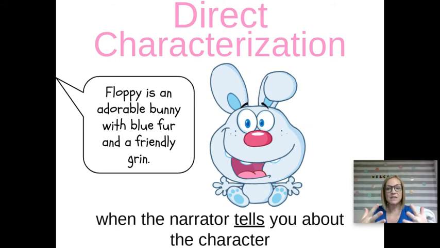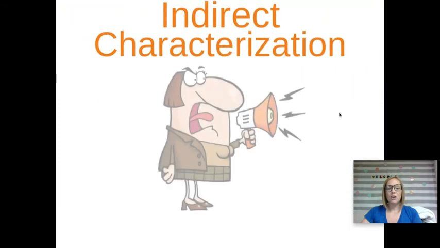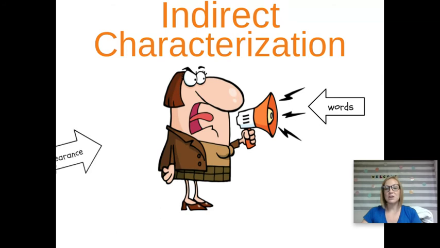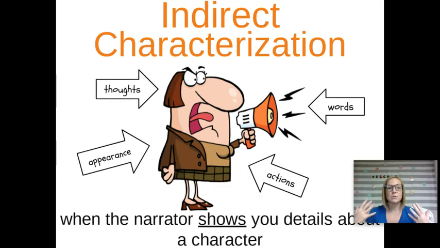They just come out and tell you, hey, this person is this way. For example, Floppy is an adorable bunny with blue fur and a friendly grin. This is the author telling you exactly what that bunny is like. So that's what happens in stories sometimes. But as you get older, this does not usually tend to happen this way. An author will usually do indirect characterization where you actually have to think a little bit.